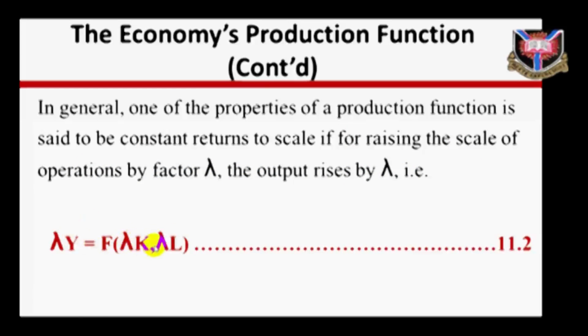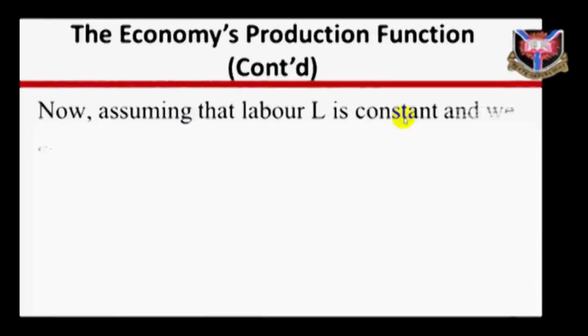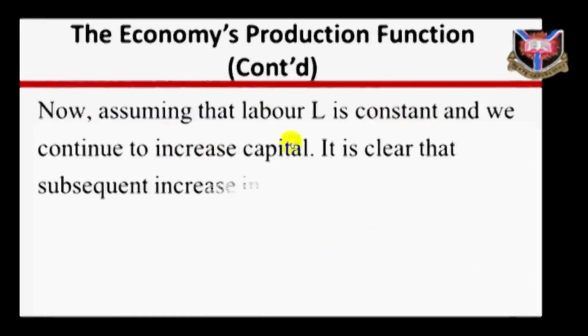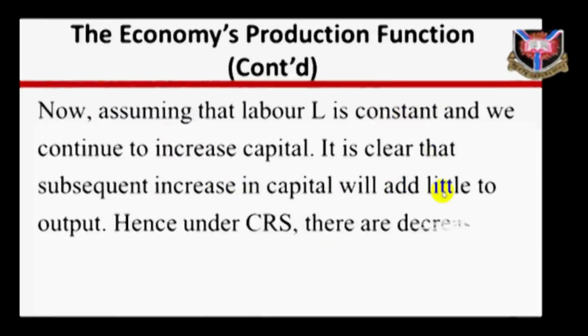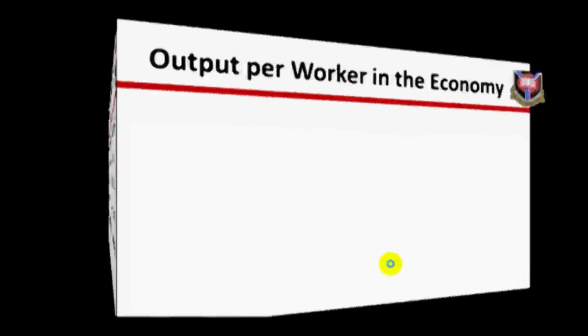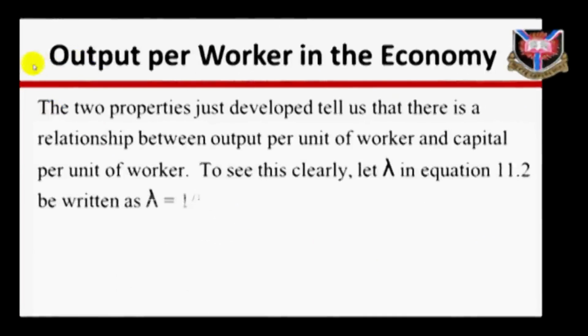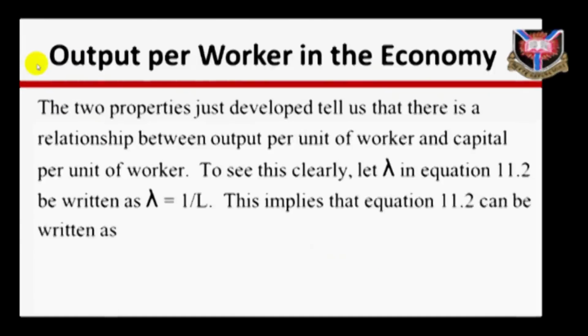Now, assuming that labor is constant and we continue to increase capital, it is clear that subsequent increase in capital will add little to output. Hence, under constant return to scale, there are decreasing return to each factor, keeping the other constant. This is the second property of the production function specified above. That is, if the economy's capital is kept constant while labor force increases, there will be decreasing return to labor. If labor force is kept constant while capital increases, there will be decreasing return to capital.